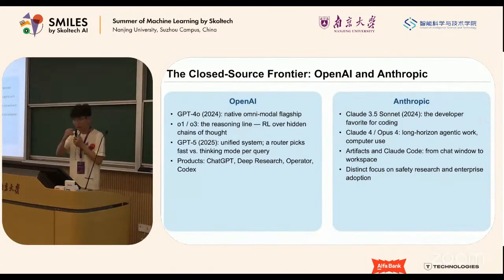On the closed source front, OpenAI and Anthropic remain key competitors. OpenAI includes GPT-4, o1, o3, and GPT-5, and GPT-5 is currently in development, which uses an integrated router to choose between fast and thinking modes. Anthropic has focused on developer-friendly coding with Claude Code, which is also displayed in this slide, featuring things like Artifacts and Claude Code, alongside a strong emphasis on safety research.